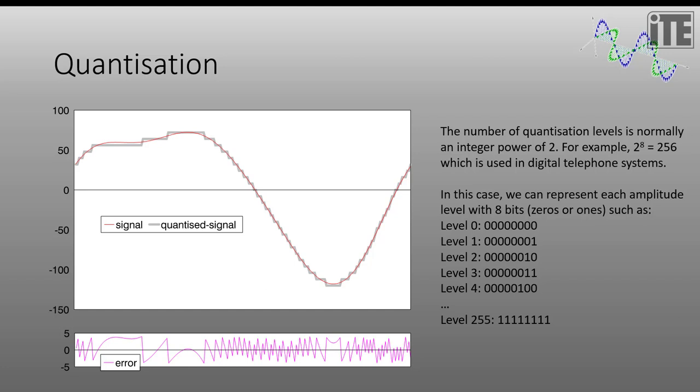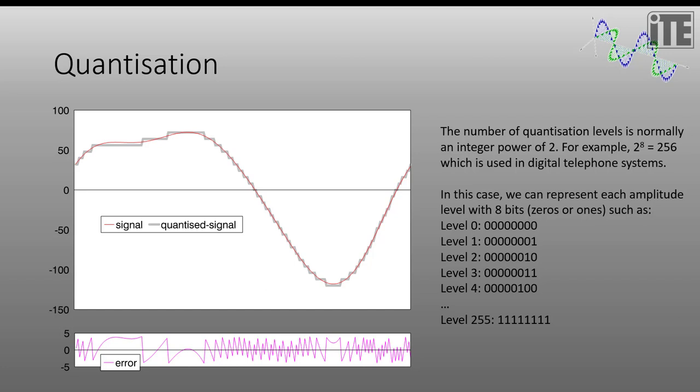The number of quantization levels is normally an integer power of 2. For example, 2 to the power of 8, or 256, is commonly used in digital telephone systems. In this case, we represent each amplitude level with 8 bits, a bit being a 0 or a 1. So level 0 would be 8 zeros, level 1 would be 7 zeros and a 1, and so on. Level 255, all 1s. So we count the steps upwards in binary.